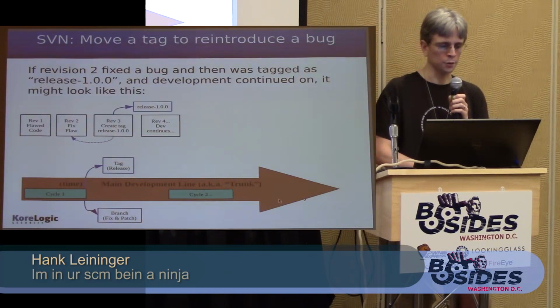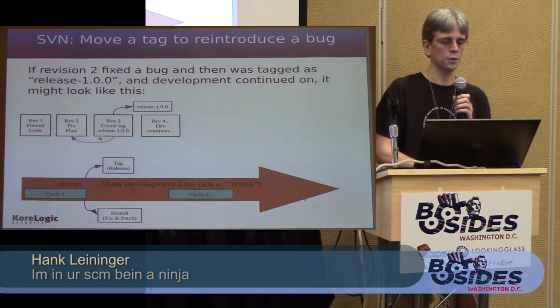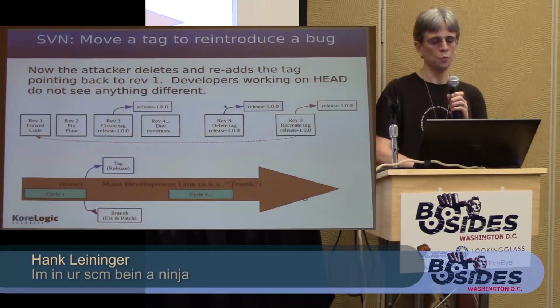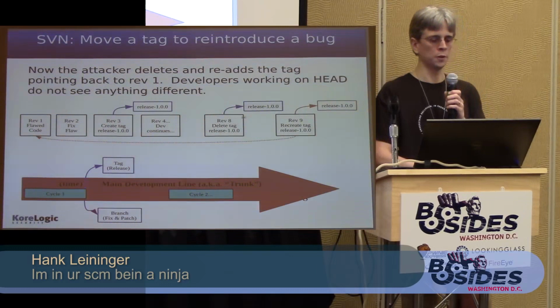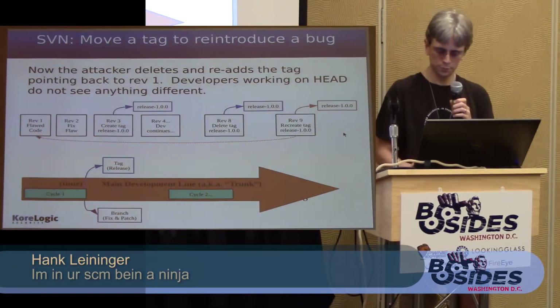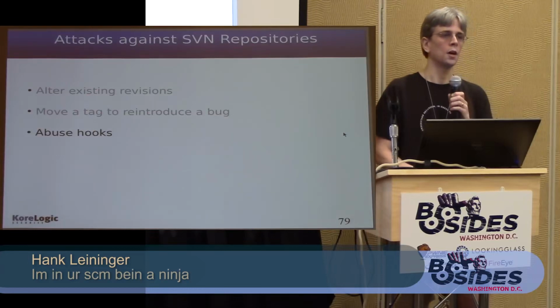A little bit of a graphical depiction here. So we started with a flawed revision. We fixed the flaw. We created a tag called release 1.0 that pointed to the fix, and then we continued on development. Then the attacker, in what is basically one action, but logically is actually two, deletes the existing release 1.0 tag, and then makes a new 1.0 that points back to the original flawed revision. And again, the developers are none the wiser.